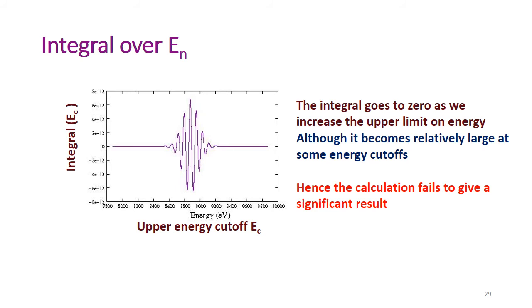So the integral goes to zero as we increase the upper limit on energy, although it becomes relatively large at some energy cutoffs. Hence, the calculation fails to give a significant result if we use free space wave function. This is the last step that we needed. If this succeeded, we would be in business, but this failed. The energy integral adds up to zero. There's a beautiful superposition which simply cancels the contribution that we obtained out here.